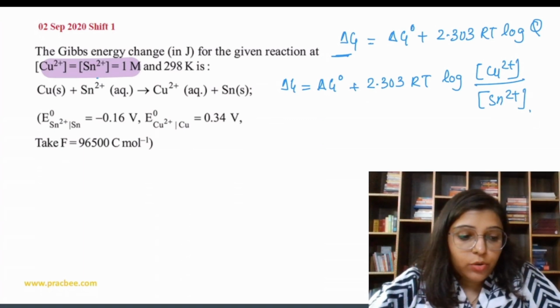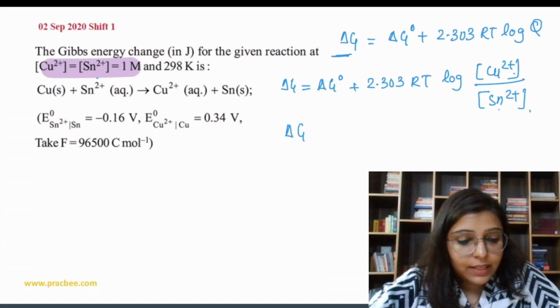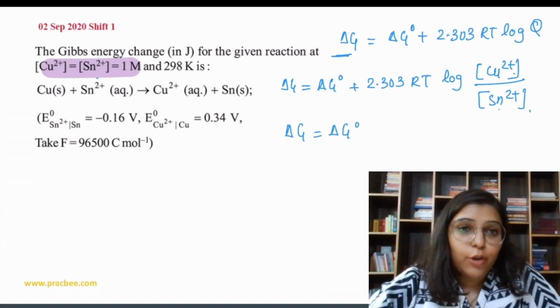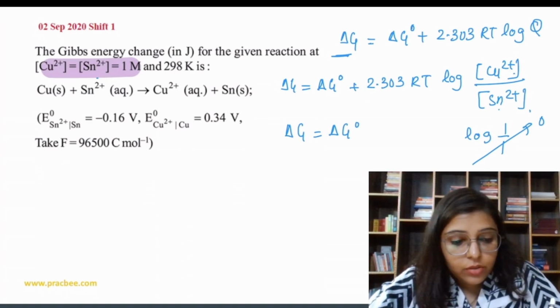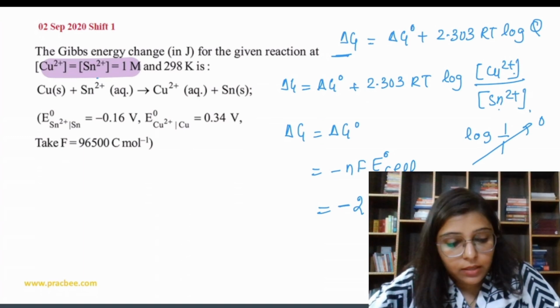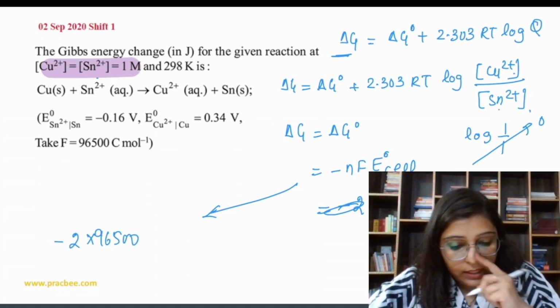Okay, so copper 2 plus concentration and Sn2 plus concentration is 1. So we can say that delta G is equal to delta G naught, because log 1 is 0. Here we have log 1 upon 1, which is actually equal to 0. So delta G naught is minus NF E naught cell. Two electrons are going to exchange, right? So here we have minus 2 into F value 96500 and E naught cell.